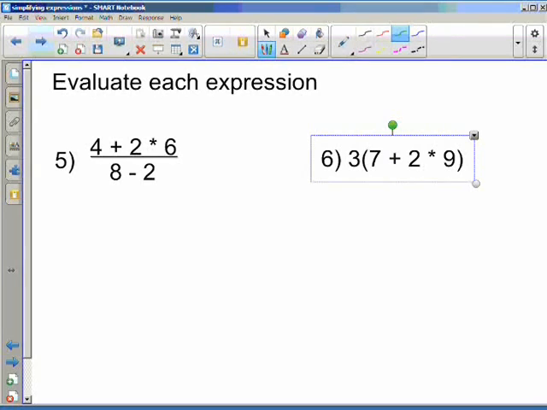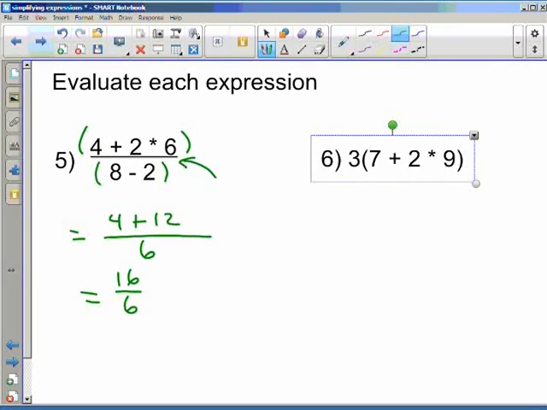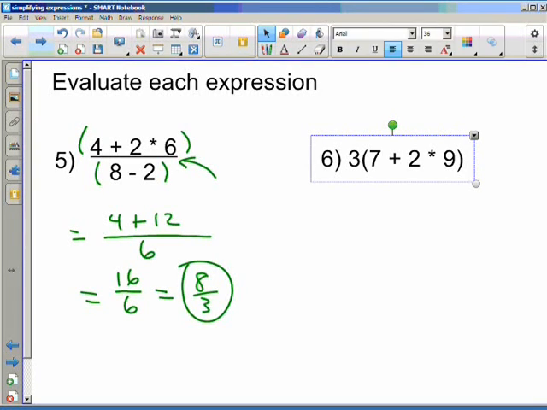We'll go ahead and look at this long fraction bar. This long fraction bar should be looked at like a parentheses, essentially on top and on bottom. We'd evaluate those separately. So we'd look in the numerator here, and we would get 4 plus 12. And in the bottom, 8 minus 2 is 6. 4 plus 12 is 16 over 6. And you should be able to reduce that. 2 goes into 16, 8, and into 6, 3. 8/3, we don't do mixed fractions. We just leave it as an improper fraction at the high school. Number 6, go ahead and try that on your own, see how it goes, and we'll come back.